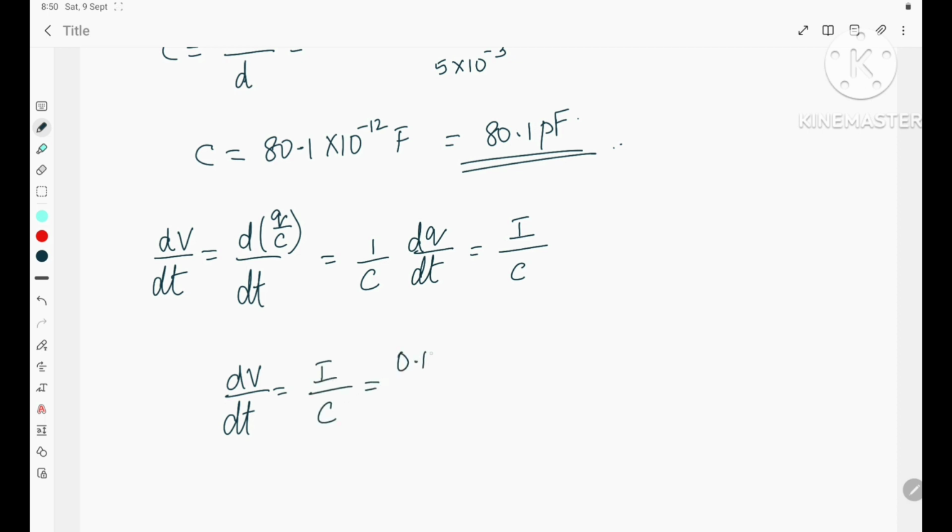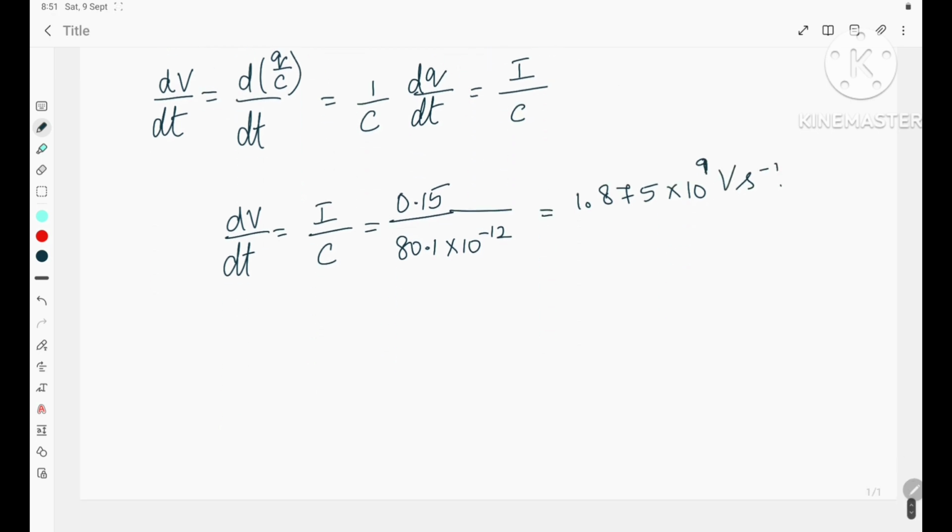What is the current in the question? The current in the question was 0.15 ampere, and capacitance we had calculated just now, so it is 80.1 into 10 power minus 12, right? So when you calculate this, we are getting the value to be 1.875 into 10 to the power of 9 volt per second. Okay, so this is the answer for the first half of the question.